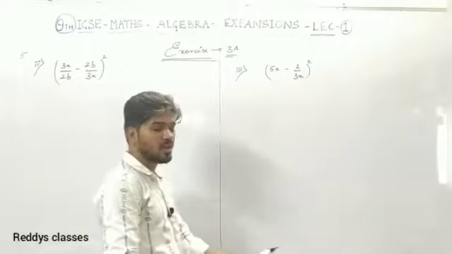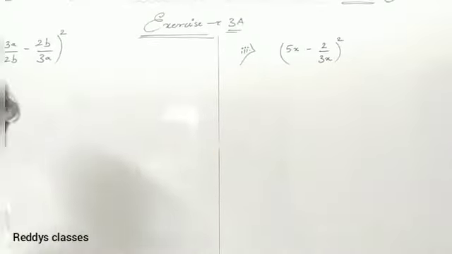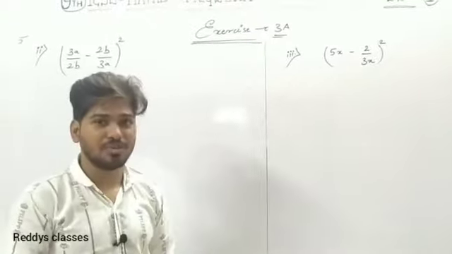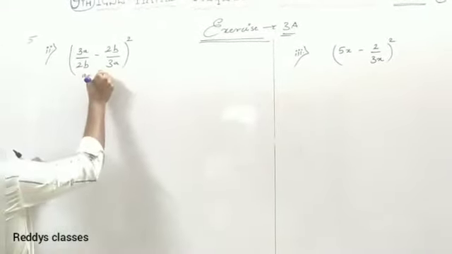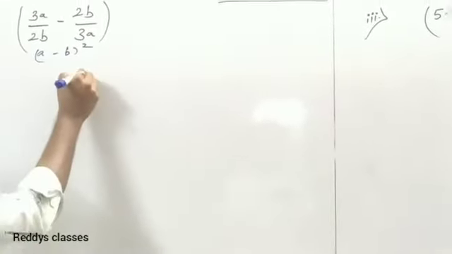Question number 5. I am solving the second and third questions because the first question is the easiest one. You have to solve it. Okay, let us go through. (a minus b) the whole square, once again the same formula.